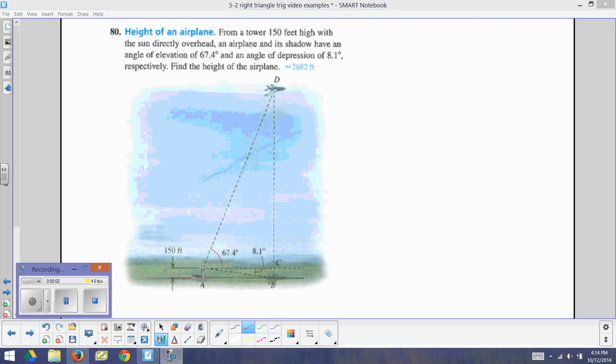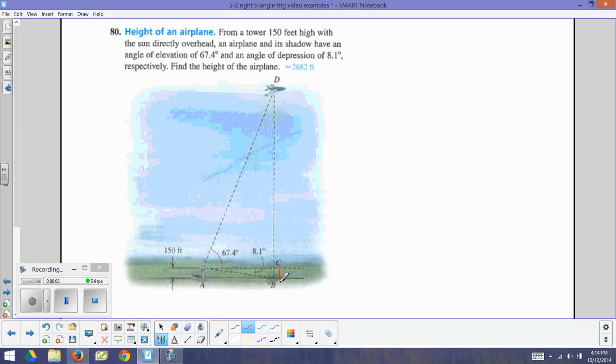From a tower 150 feet high, with the sun directly overhead, the airplane's shadow has an angle of 67.4 degrees and an angle of depression of 8.1 degrees respectively. Find the height of the airplane.